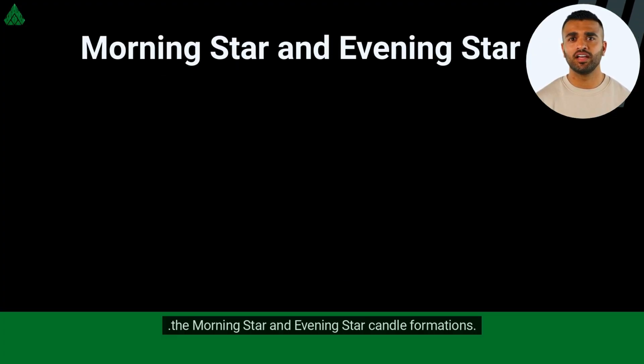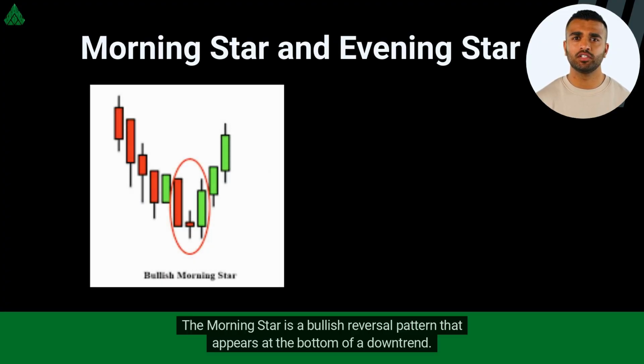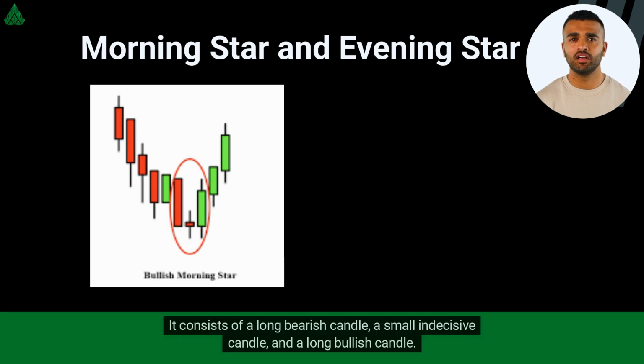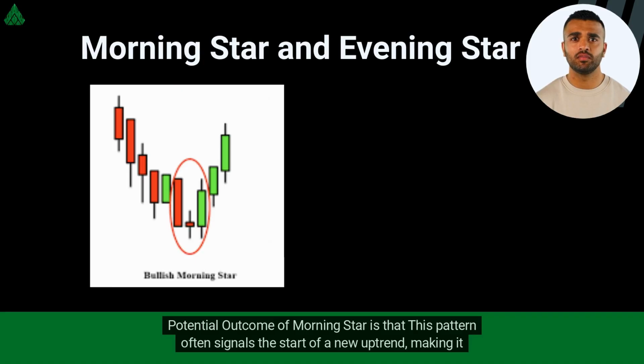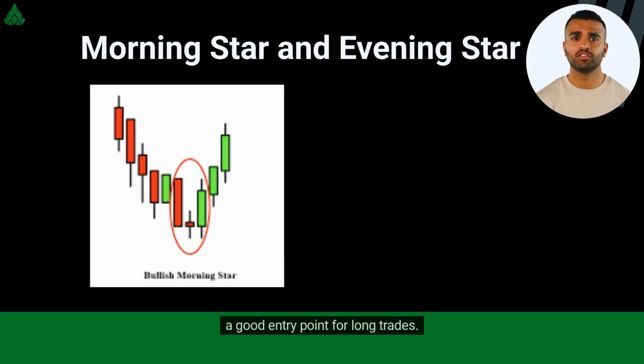The morning star and evening star candle formations. The morning star is a bullish reversal pattern that appears at the bottom of a downtrend. It consists of a long bearish candle, a small indecisive candle, and a long bullish candle. This formation suggests that selling pressure is weakening and buying interest is increasing. The potential outcome of morning star is that this pattern often signals the start of a new uptrend, making it a good entry point for long trades.